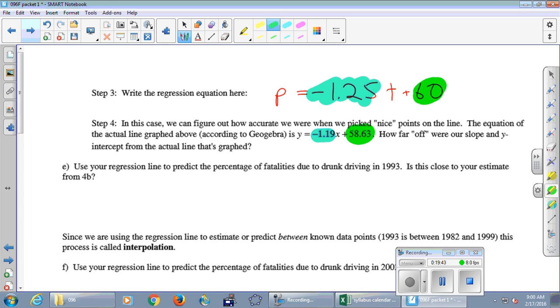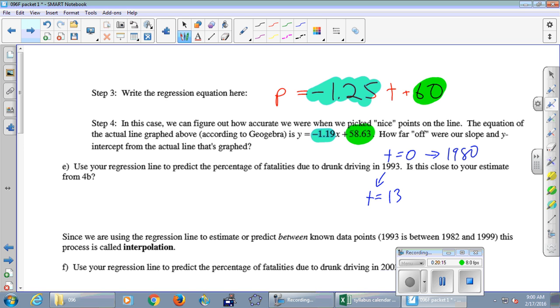Okay, part E says use the regression line to predict the percent of fatalities due to drunk driving in 1993. It's actually a problem we've done already today, but we're going to do it in a different way right now. Again, we got to figure out what value of t corresponds to 1993. And one last time, 0 was 1980. So what value of t is this? 13, right?